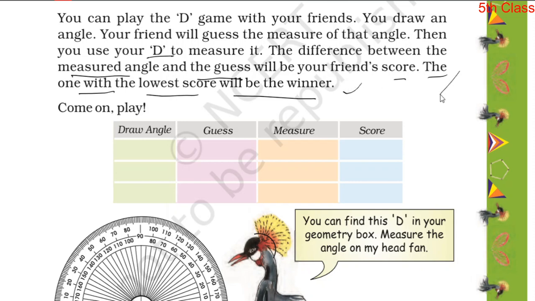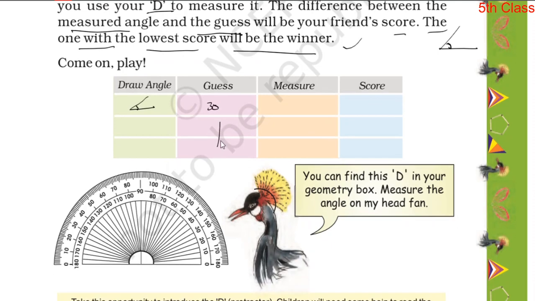Suppose I draw an angle like this. Can you tell me what this angle is? Is it a right angle, acute angle, obtuse angle, straight angle or reflex angle? We can say it is less than 90 degrees. Now you draw the angle like this. What is the guess angle? Approximately, the guess angle is 30 degrees.